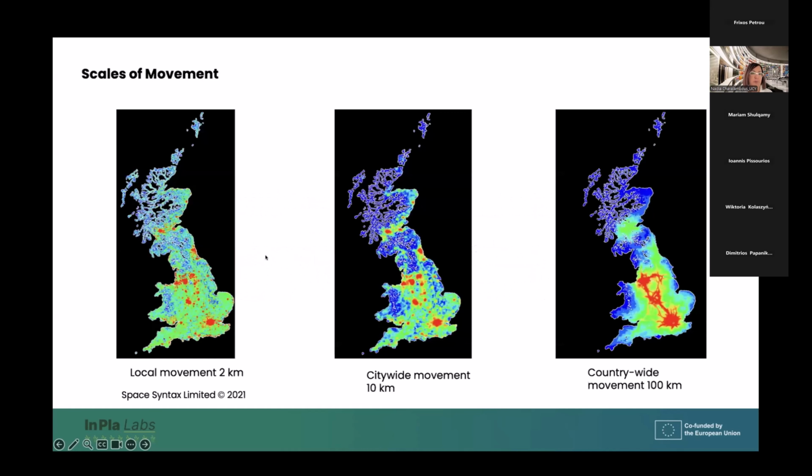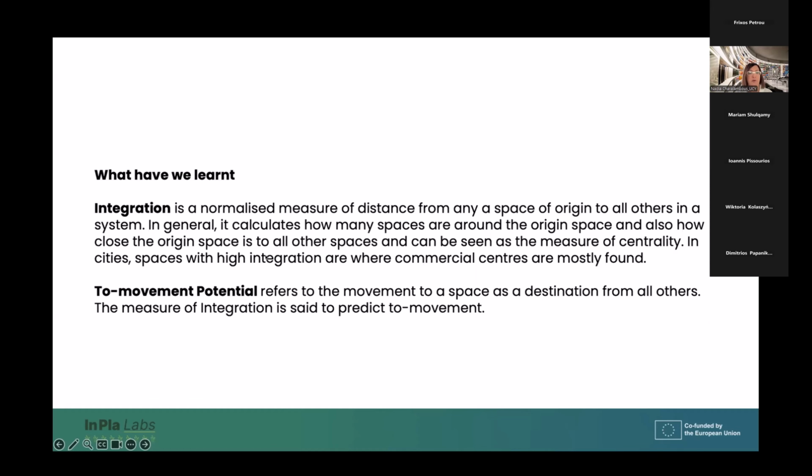What is important to note, and then you will see the examples, is that movement as well as centrality take place at different scales. So we have local movement, city-wide movement. We can also have regional movement, and country-wide movement. So these, in a nutshell, are the key concepts and principles of space syntax theory. And then we will move on to see how these are measured, what are the tools that we use, how do we interpret the results of the tools, and so on.